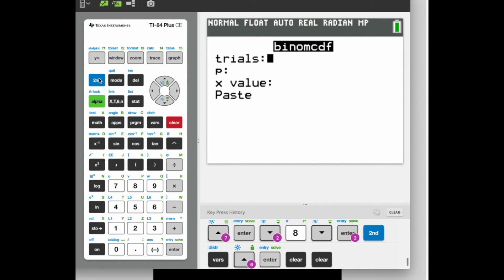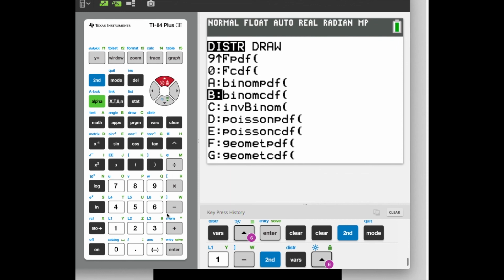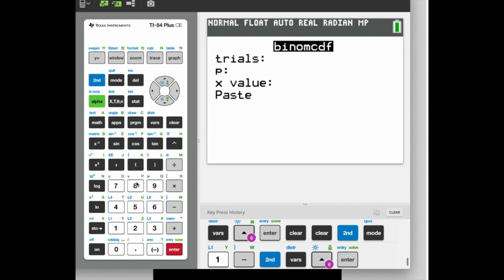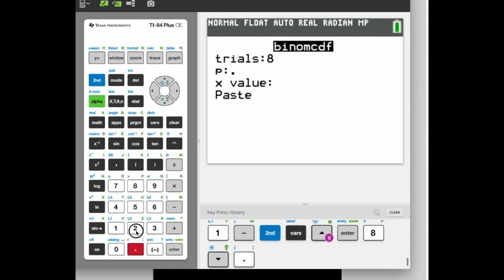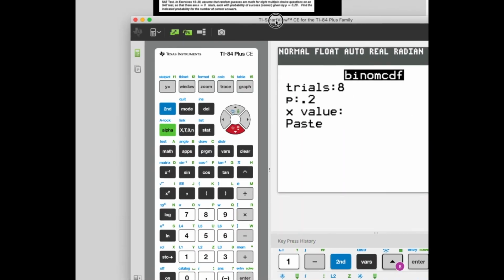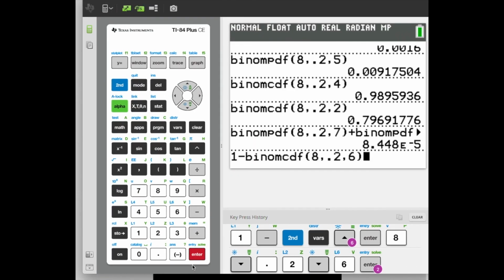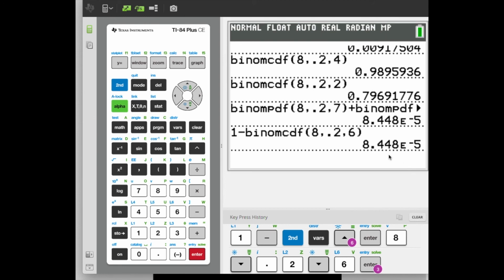Oops, I want to show you the whole thing. 1 minus binom CDF, where 8 trials, 0.2 is the probability of success, and the x value, what was it? That was that last one. 6, right? Is 6. And I get the same exact thing, 8.44 times 10 to the negative 5, using the concept of complements.